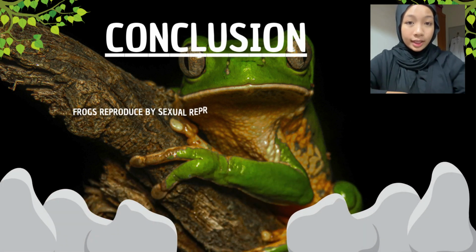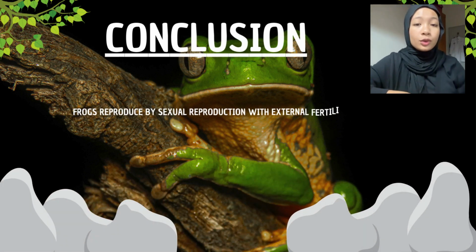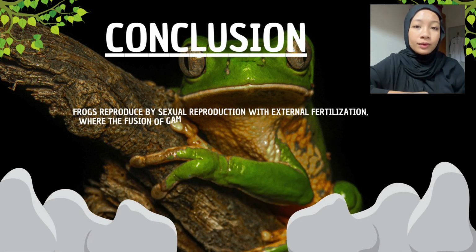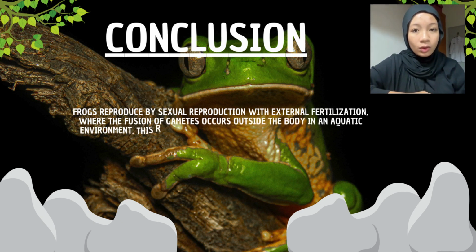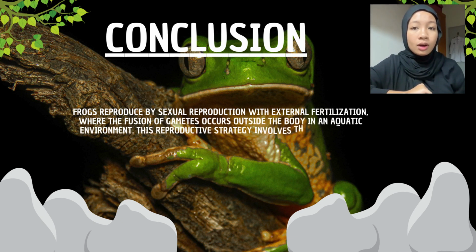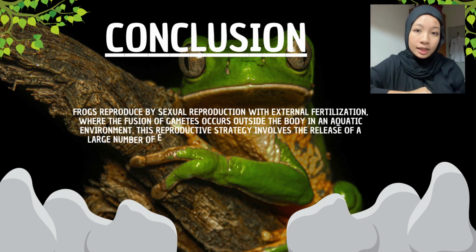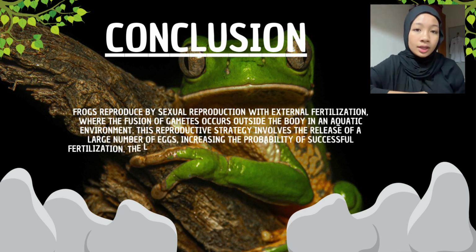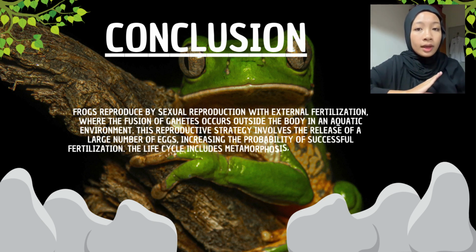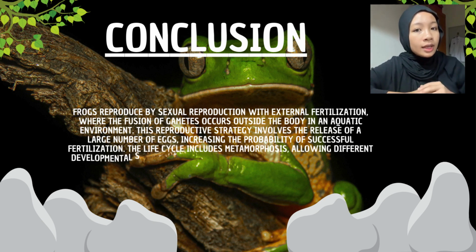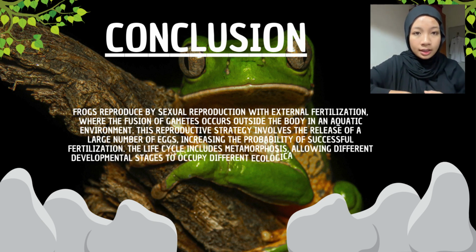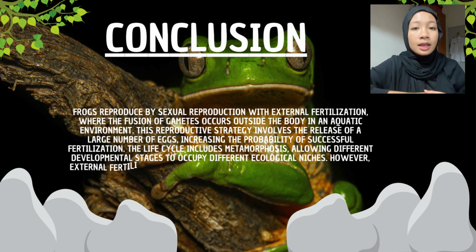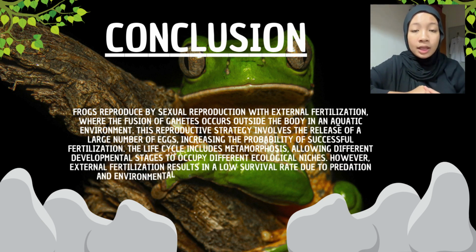So, in conclusion, frogs reproduce through sexual reproduction involving male and female. Firstly, fertilization in frogs occurs externally, where the fusion of sperm and egg takes place outside the body in water. Next, during the reproductive process, the female releases a large number of eggs and the male releases sperm over the eggs, leading to fertilization. As a result, the fertilized eggs develop into tadpoles, which later undergo metamorphosis to form adult frogs.